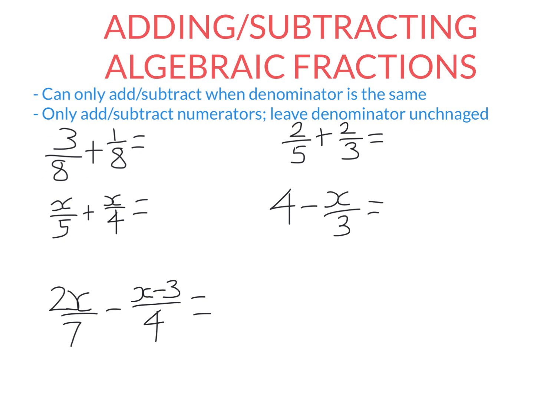So for 3 over 8 plus 1 over 8, we just add the numerators, the top numbers. And we get 4 over 8, and I need to simplify that if possible. So 4 over 8 can be simplified to a half.